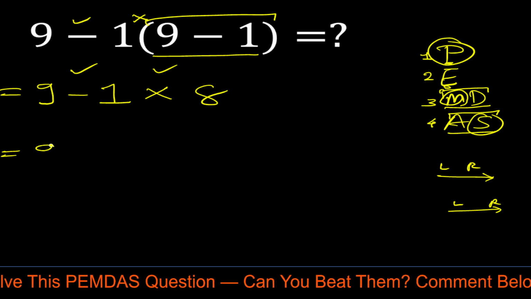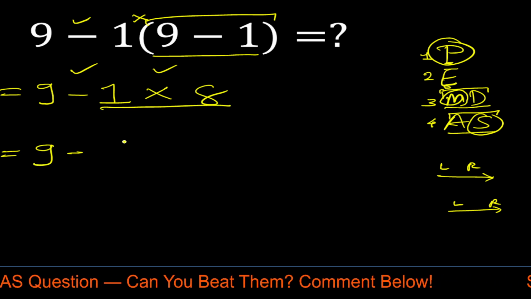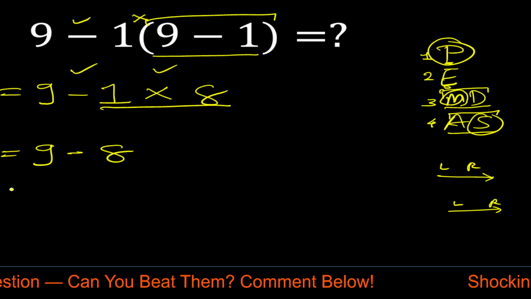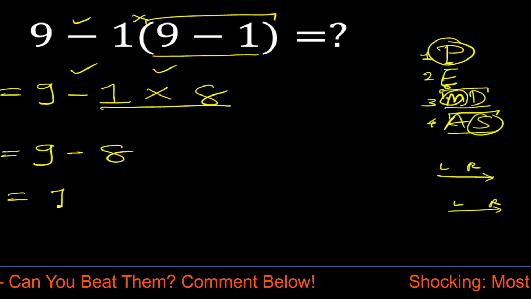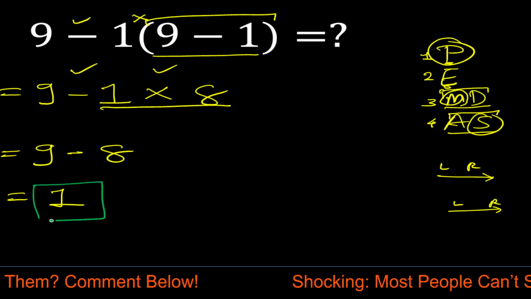So now 9 minus. Now solve this multiplication first. 1 times 8 is equal to 8. So 9 minus 8 is equal to 1, right? So the correct answer is 1.